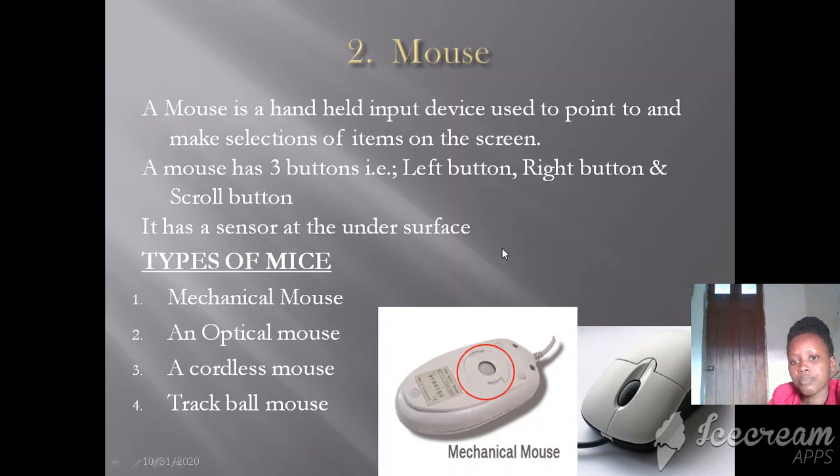A mouse also has what we call the sensor, and the sensor is found under the surface. If you turn your mouse over, you can see what we call the sensor for the mouse. And if it is not working, your mouse will not work as well, because it is the one that senses whatever you're doing with that mouse. We also have a number of types of mouse. We have the mechanical mouse, the optical mouse, the cordless mouse, and a trackball mouse.